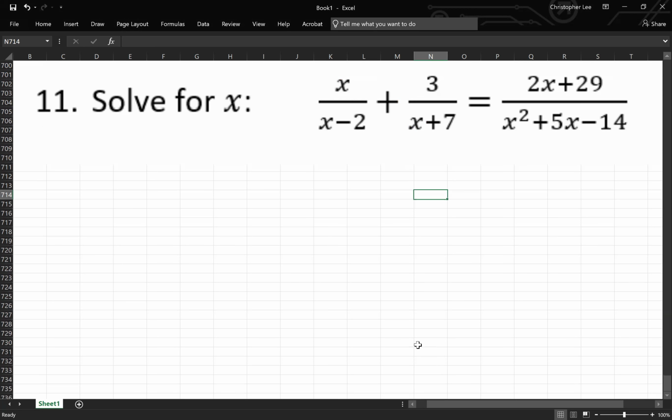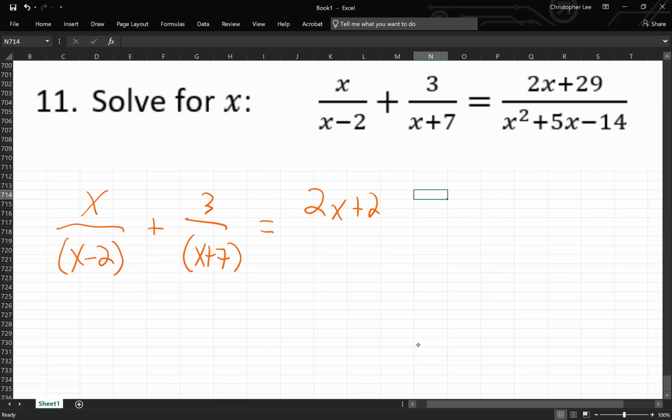All right, let's take a look at this one. Right. So I'm gonna have x over x minus 2 plus 3 over x plus 7 equals 2x plus 29 over, and then we want to factor the bottom. A little bit hard though. I need two numbers that when I multiply them together, right, will give me a negative 14, but when I add them together, it will give me a positive 5. What are they?